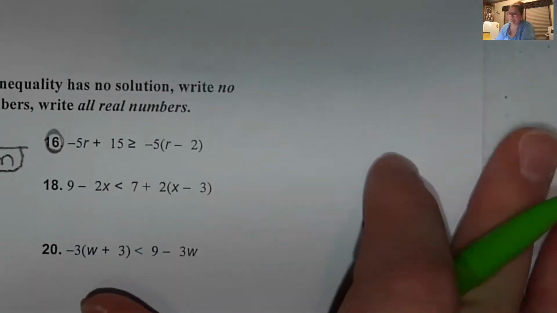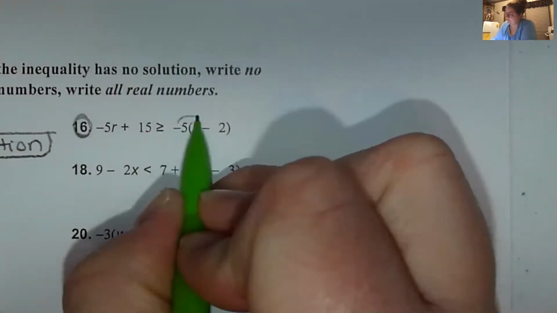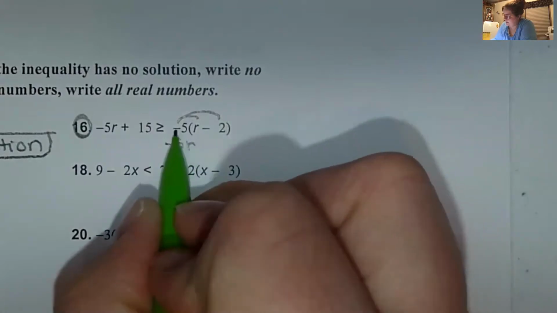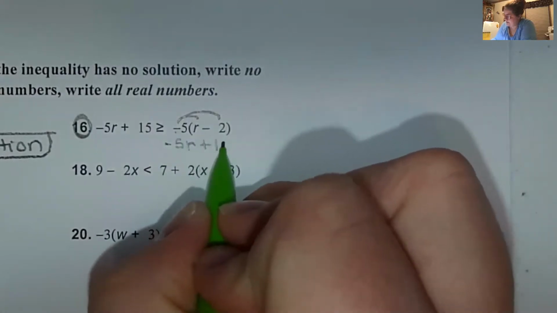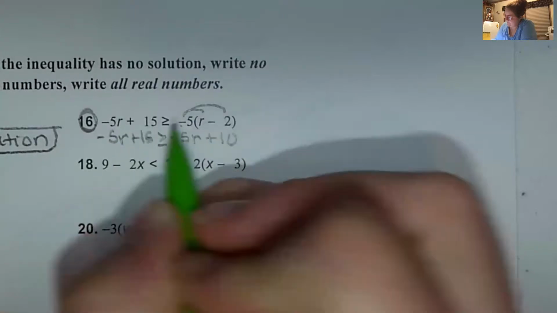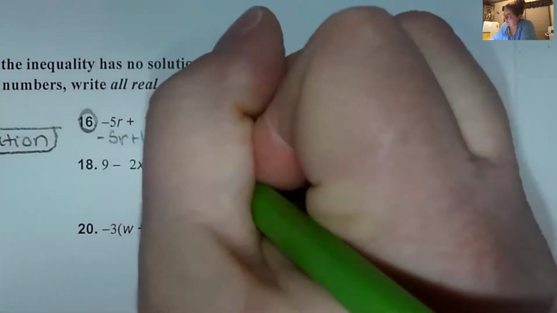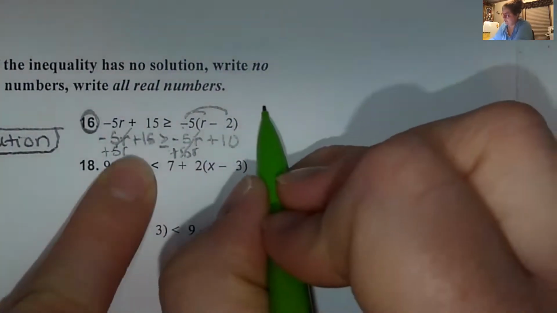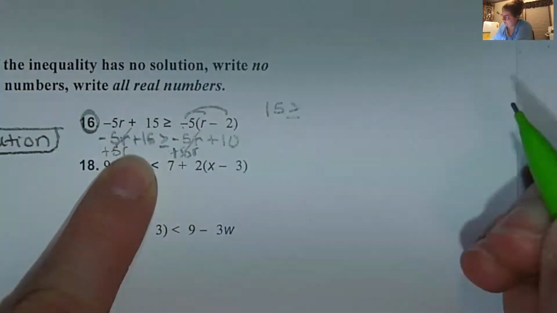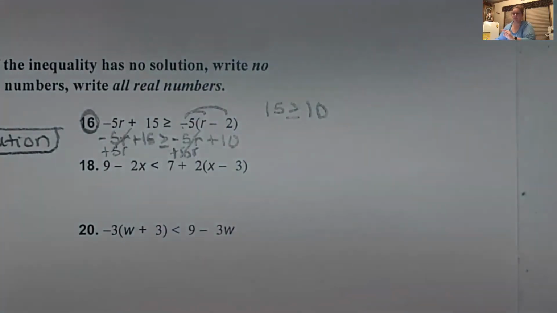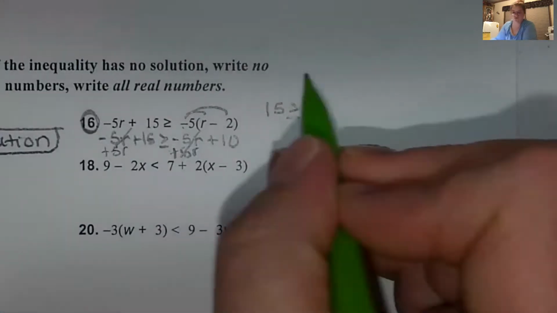Okay, all right, 16. Distribute that negative 5 through. So I have negative 5r, and a negative 5 times a negative 2 is a positive 10. I'm going to rewrite everything on the other side. Okay, I'm going to add 5r because I need to get all my r's to one side. Oh, my r's are canceled now. So I have 15 greater than or equal to 10. Is 15 greater than or equal to 10? Well, it's greater than, so it is true. This is a true statement.